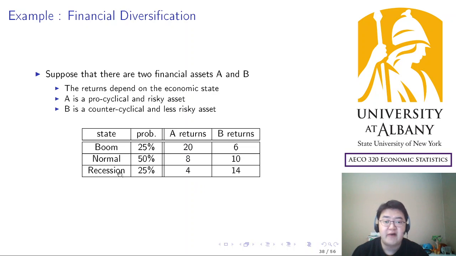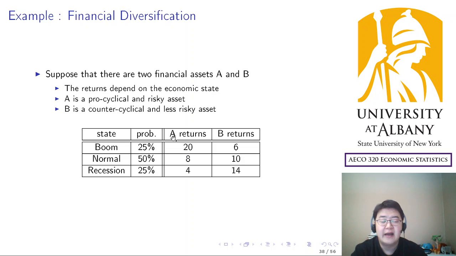And to simplify the model, I am going to consider three market states. So the general market can be in boom state or normal or recession. And I assign probabilities 25%, 50%, and 25% for the three states. And once the market state is determined, the return from each financial asset is determined according to the market.